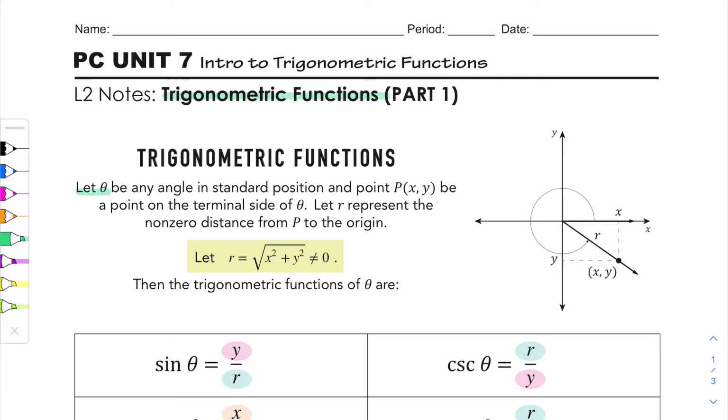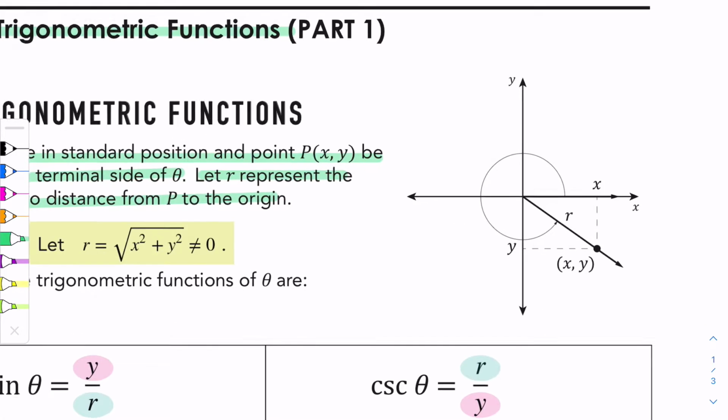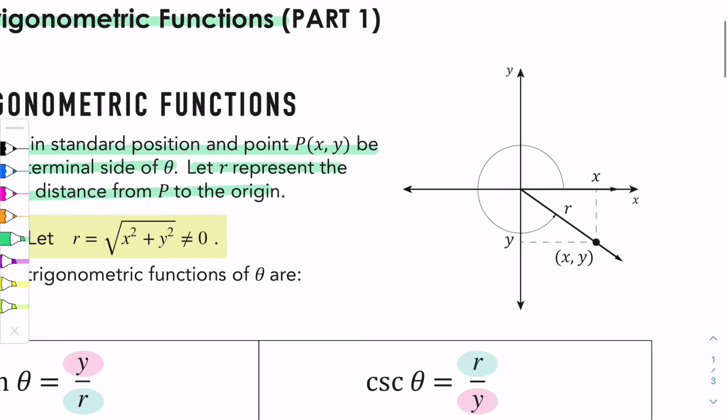It says, let theta be any angle in standard position, and point P at x, y be a point on the terminal side of theta. Let R represent the non-zero distance from P to the origin. So here is R. It starts at the origin. It's the length to this point, and what we just talked about was labeling this point as point P.